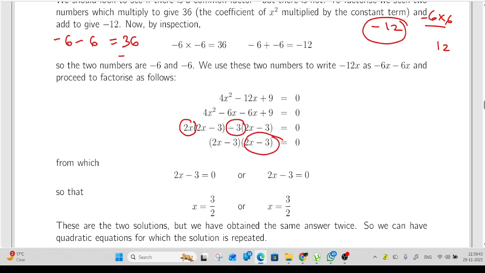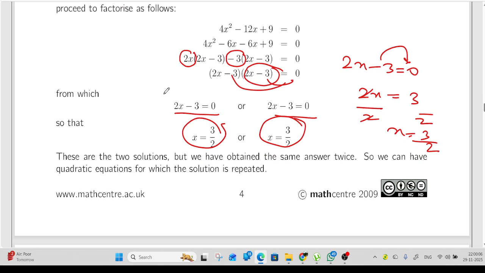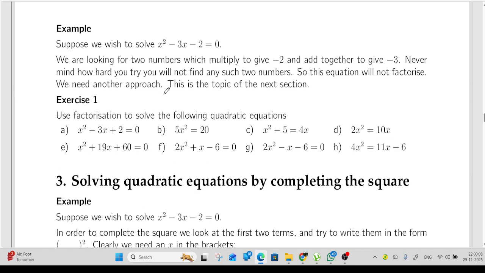That's how you got it. Now you equate both of them to 0, and then you have 2x minus 3. If you take this minus 3 to the other side, it will become plus 3. Then you divide both sides by 2, you get x equals 3 over 2. So these are your two solutions. Sometimes the answer can be the same. So that's how we solve it.